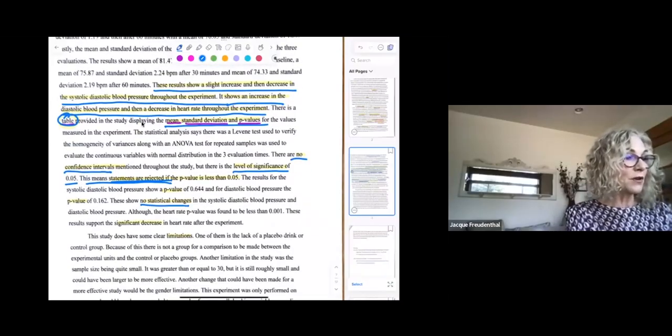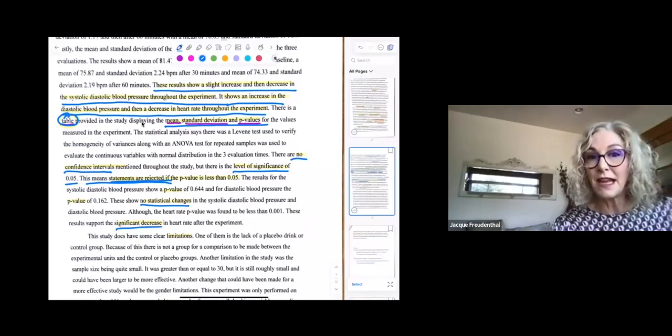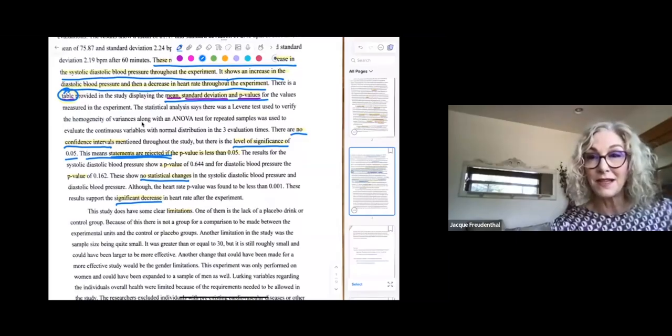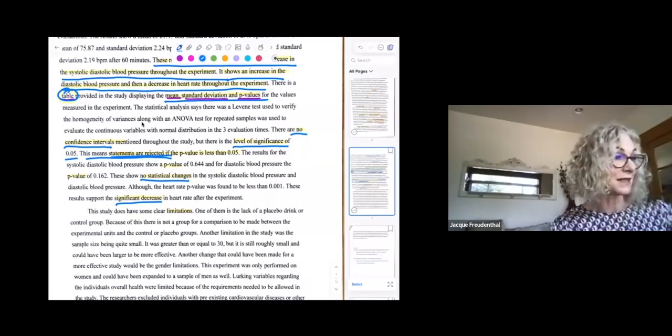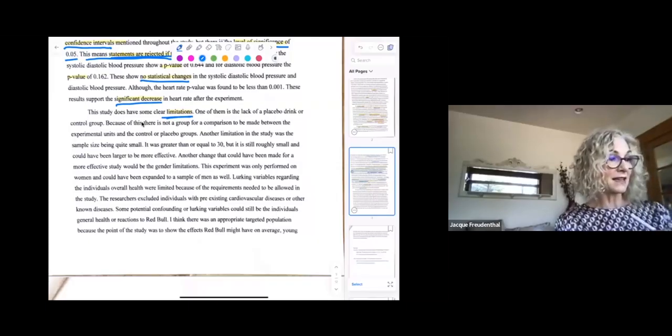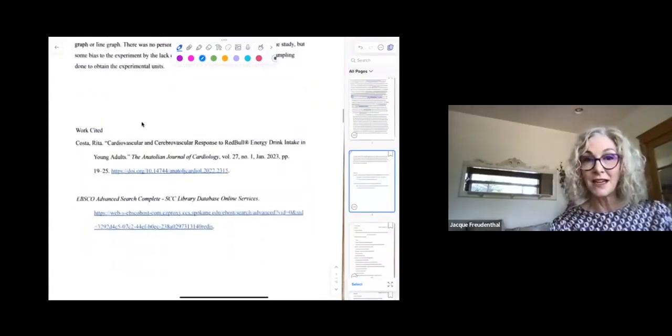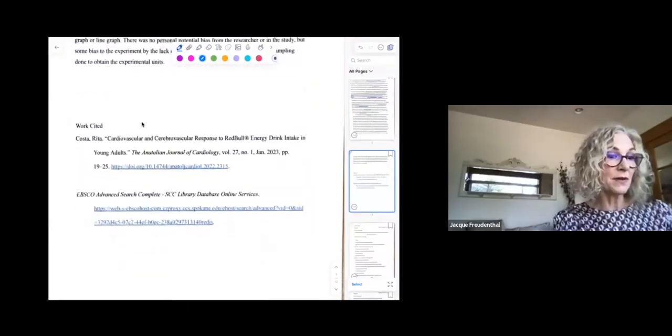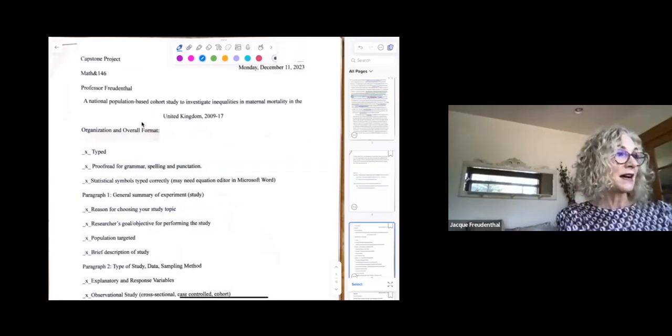So again, just more information application on what the p-value means and according to what the claim is. Talks about limitations of the study and the paragraph there with the works cited. Okay, so that's one example. Let me take you through another one.